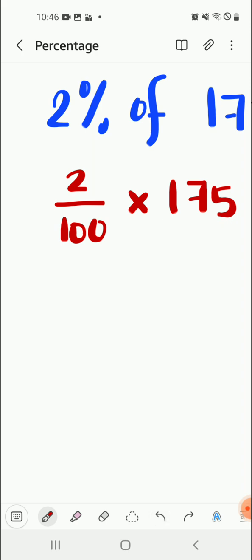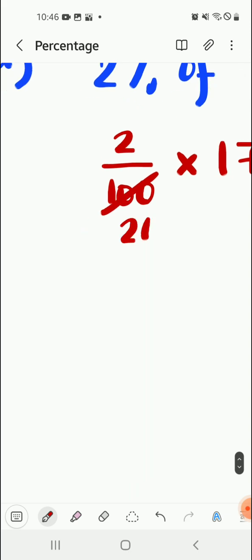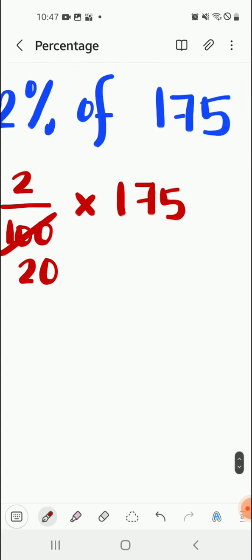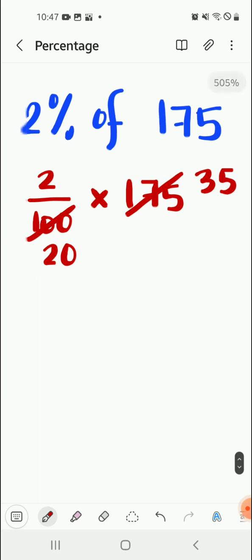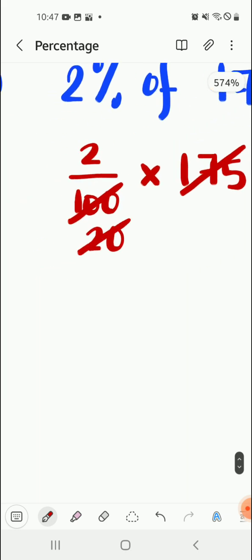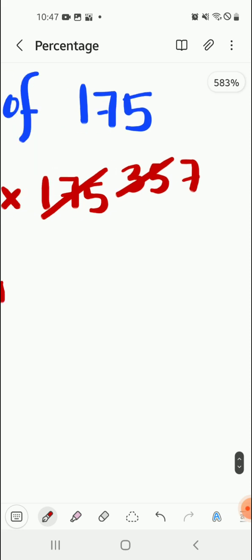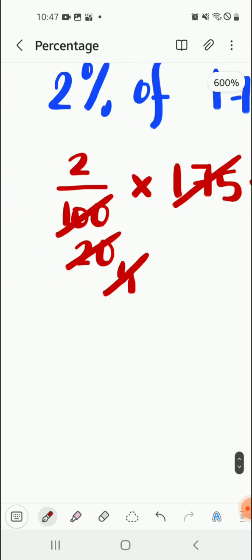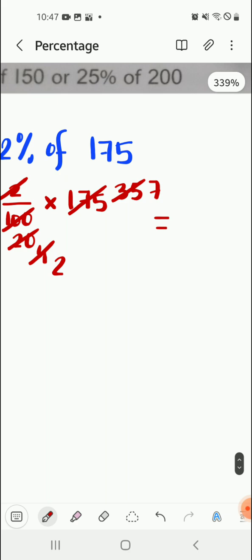You see, 100 is possible for us to be divided by 5, so we get 20. On the other hand, 175 divided by 5, we get 35. Again, 20 divided by 5, we get 4, and 35 divided by 5, we get 7. 4 and 2, we can divide the number and we get 2. So the number we have got is 7 by 2.